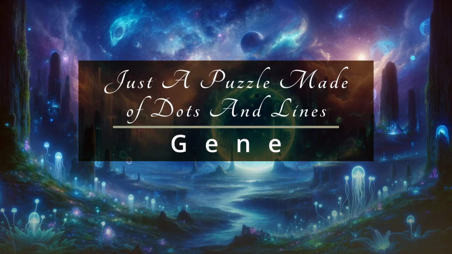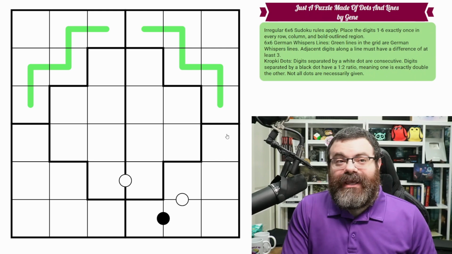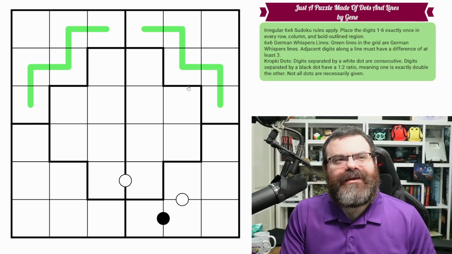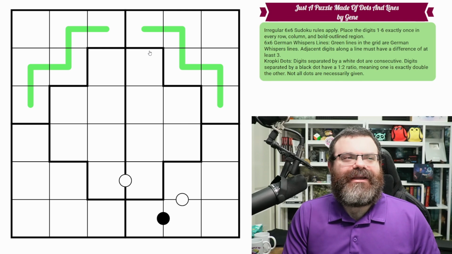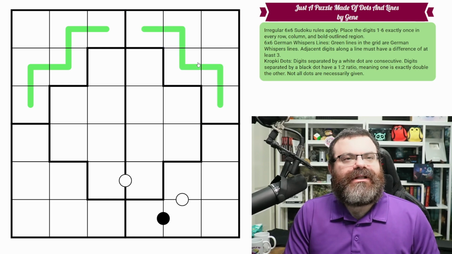Hello, let's continue our Sudoku adventure with Just a Puzzle Made of Dots and Lines by Jean. So we have standard irregular. We have irregular 6x6 Sudoku rules. Irregular is the regions. We're talking about the regions being an irregular shape. So let's go over what that means.